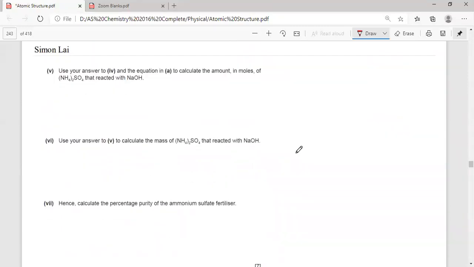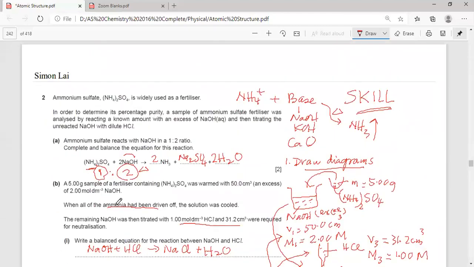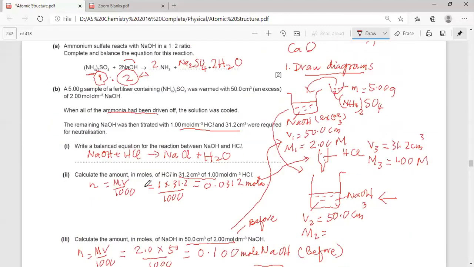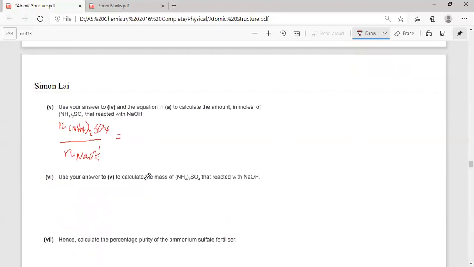Always remember, you can use this one here, put number of moles of ammonium sulfate, (NH4)2SO4, over number of moles of NaOH reacted. I put it like that so you won't get confused. It is equal to what? You can see from there, 1 over 2. From here, the ratio is 1 and 2. So 1 over 2 here. So how many moles of NaOH reacted?